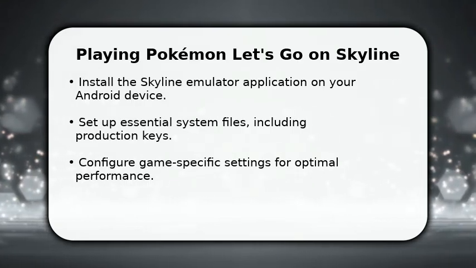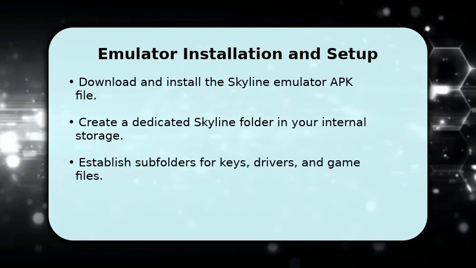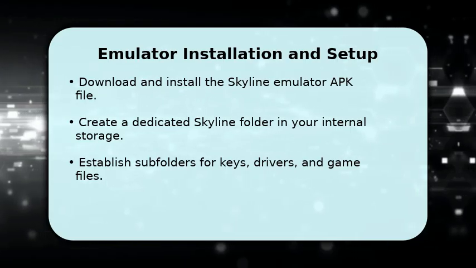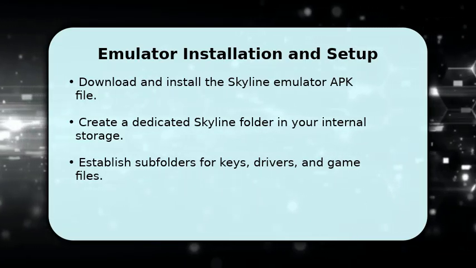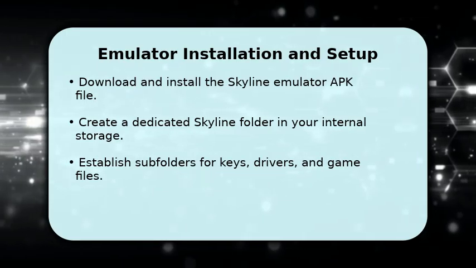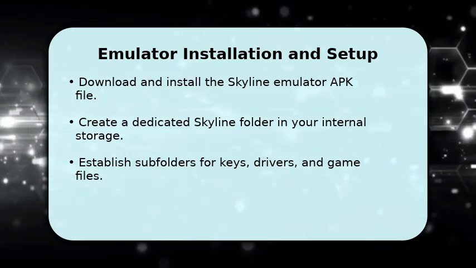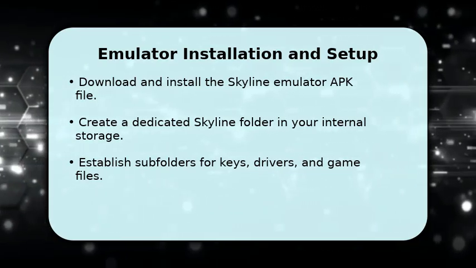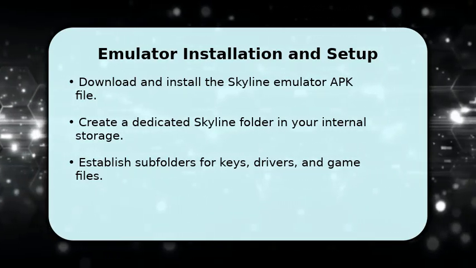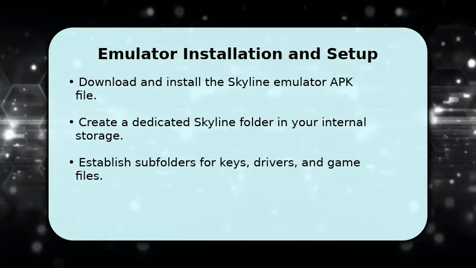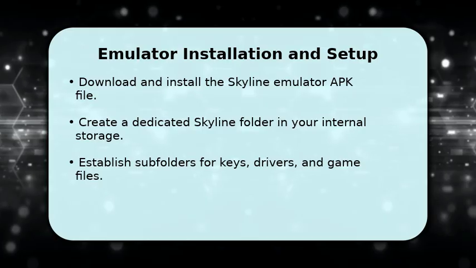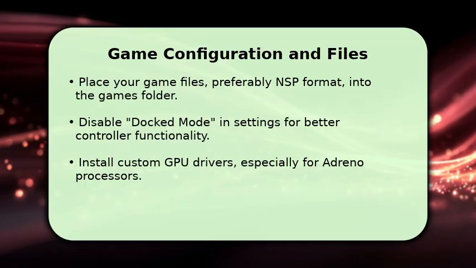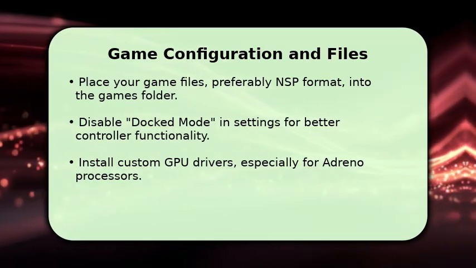might encounter. To begin, download and install the Skyline Emulator application on your Android device. Once installed, create a main Skyline folder in your internal storage. Inside this, make 3 subfolders, one for your production and title keys, another for GPU drivers, and a third for your game files. Then, import your essential production and title keys into their respective folder for the emulator to function correctly. Now, transfer your Pokémon Let's Go Pikachu game file, ideally in NSB format, into the game's folder you created.